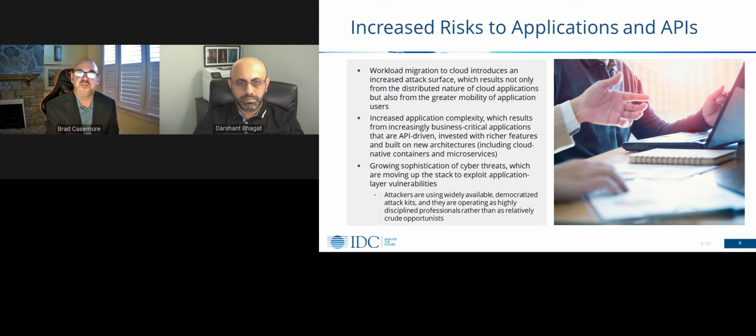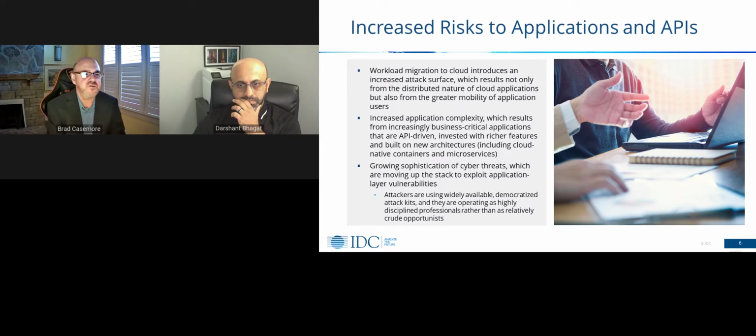So think about that. You've got not only this incredibly diffuse landscape, but you have a greater number of complex applications that are coming into being and will continue to come into being for the next several years. And in conjunction with that, we also have the growing sophistication of cyber threats, which are moving up the stack to exploit application layer vulnerabilities, because more and more of certainly the networking and network security that matters will occur at the application layer. That's really where the richest payloads are, and the attackers know that.